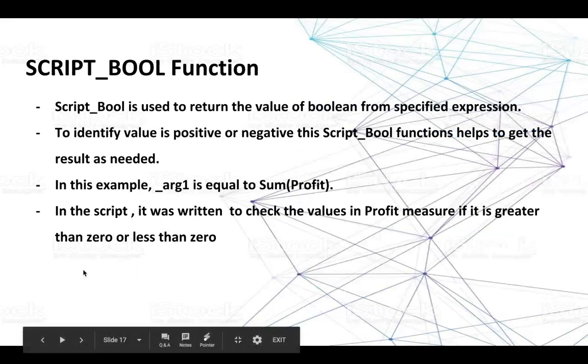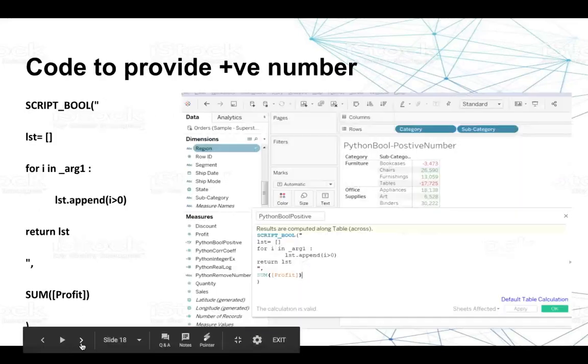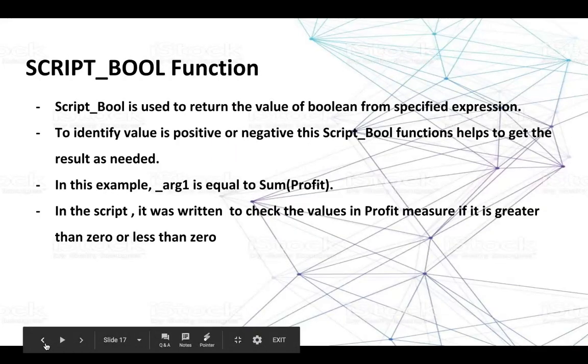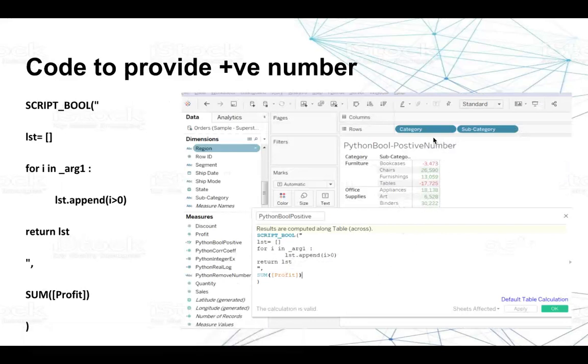And the final function is the SCRIPT_BOOL function. It is used to return the value of a boolean from the specified expression. To identify whether a value is positive or negative, this SCRIPT_BOOL function helps to get the result as needed. In this example, argument 1 is equal to sum of profit, and I have taken the dimensions, and I wanted to see whether the values of these dimensions are positive or negative. So for that case, a boolean function helps.